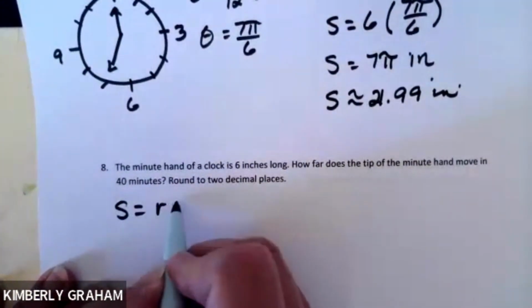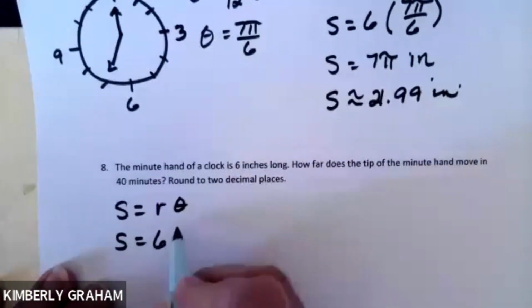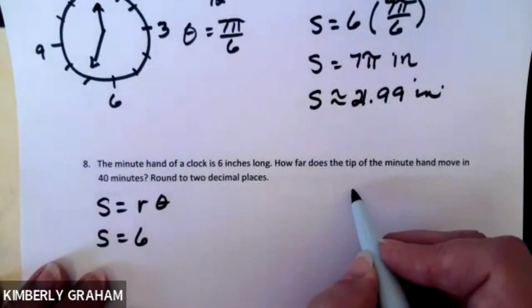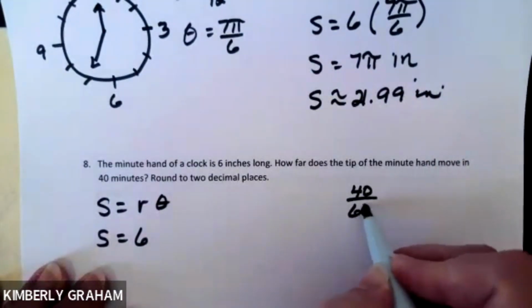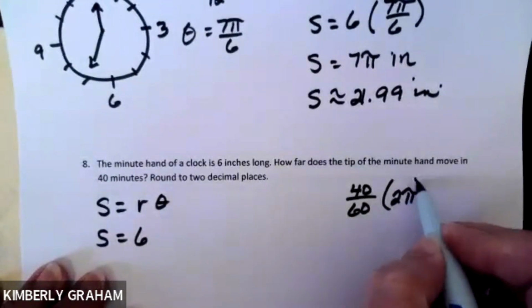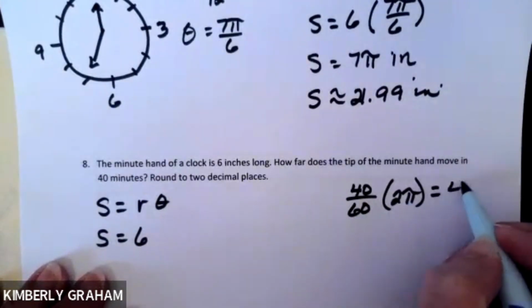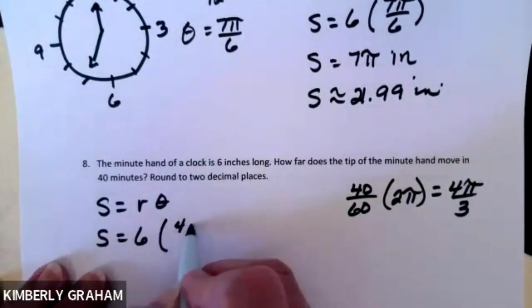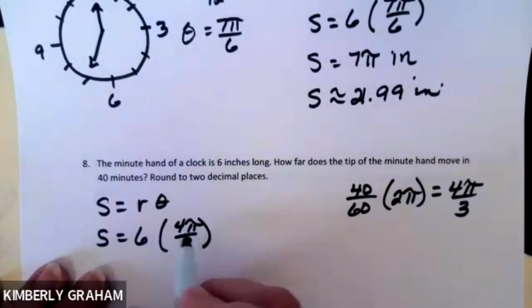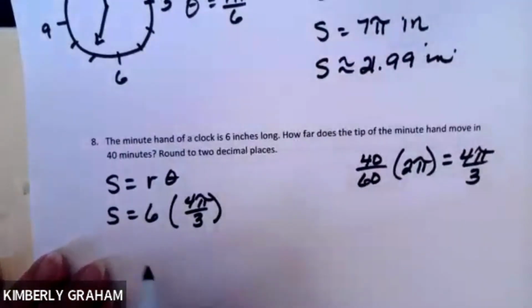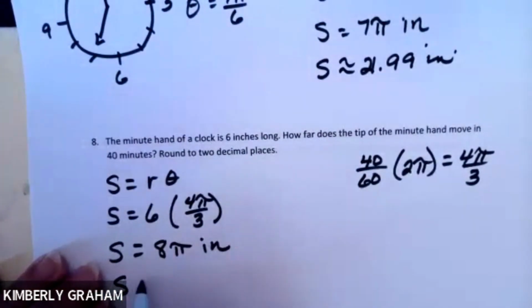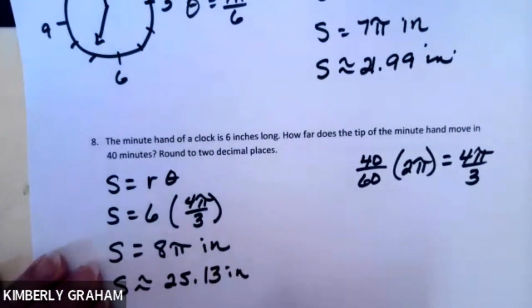So S is going to be R theta. S is going to be 6 times theta. Theta at 40 minutes is 40/60ths of a revolution. So multiply that by 2 pi, and I get 4 pi over 3. And so that's my angle measured in radians. So this is 8 pi inches, which is approximately 25.13 inches.